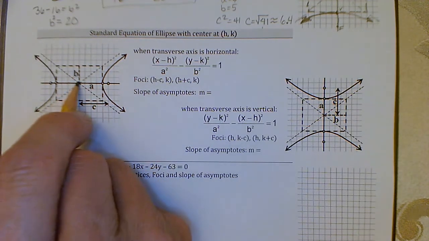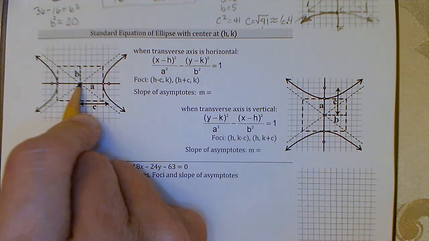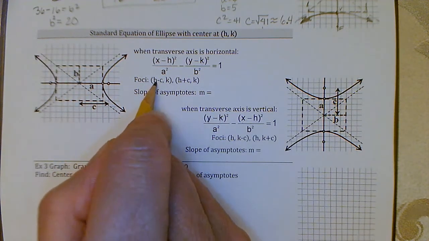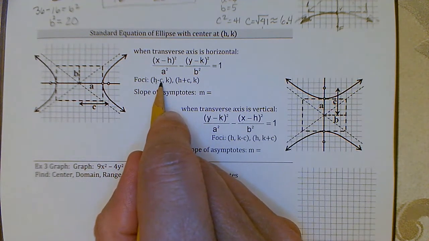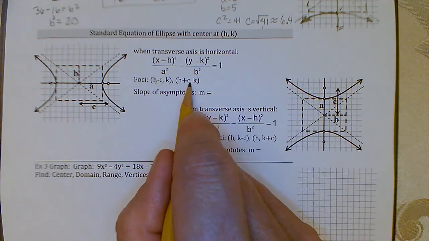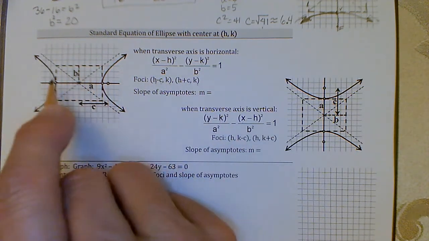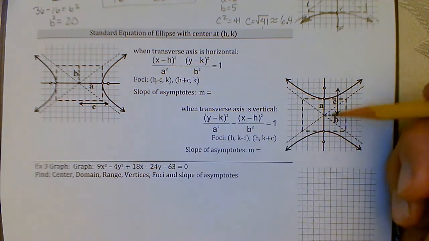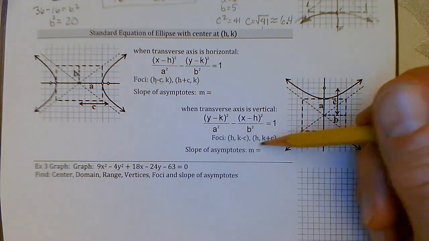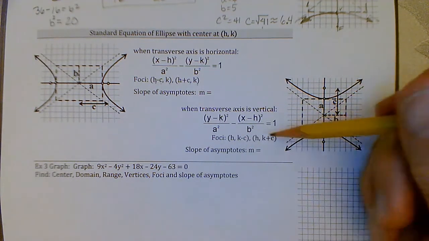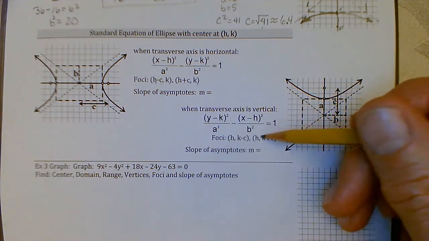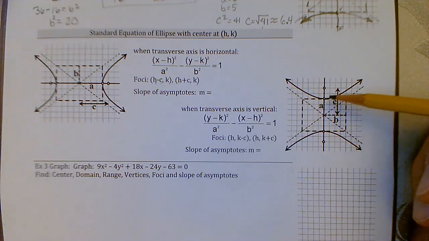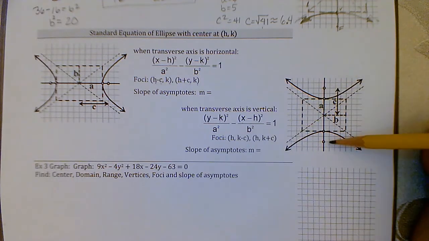All right, so from the center, which is no longer at the origin but at (h, k), to get my foci, if it's horizontal, I'm going to add and subtract c from the h coordinate. So (h minus c, k) and (h plus c, k) will be the foci when the transverse axis is horizontal. When it's vertical, I'm going to add and subtract c from the k coordinate, the y coordinate of the center. So the foci are going to be at (h, k minus c) and (h, k plus c) to get our two foci out here.